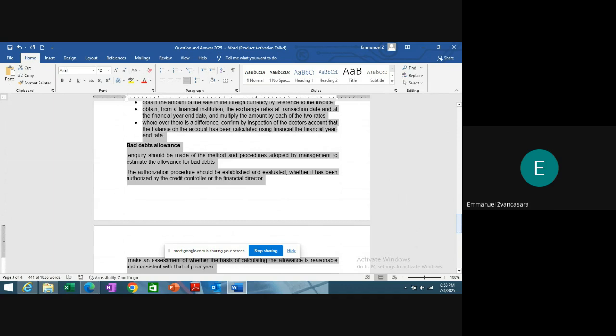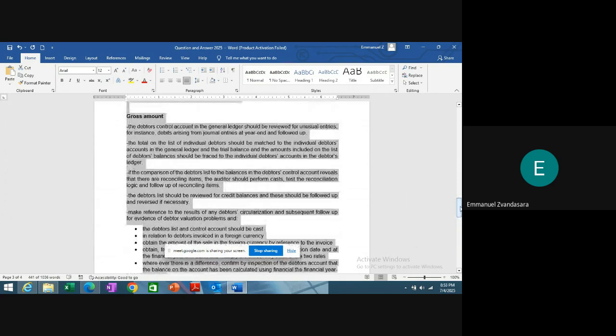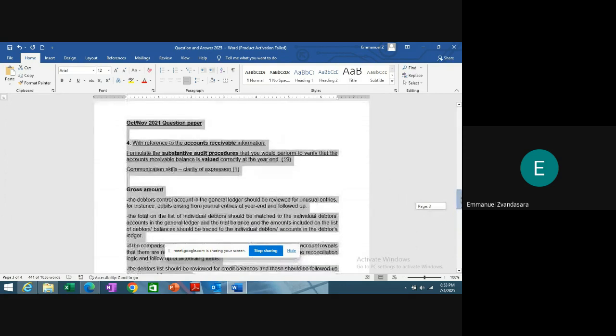Because maybe they've asked a question this year, specifically looking at the valuation. We can ask another time a question specifically in relation to existence, in relation to presentation, maybe in relation to completeness or classification. But there are sessions that have more information that we need to focus on mostly with regards to the account receivable balance. It's this one of valuation.